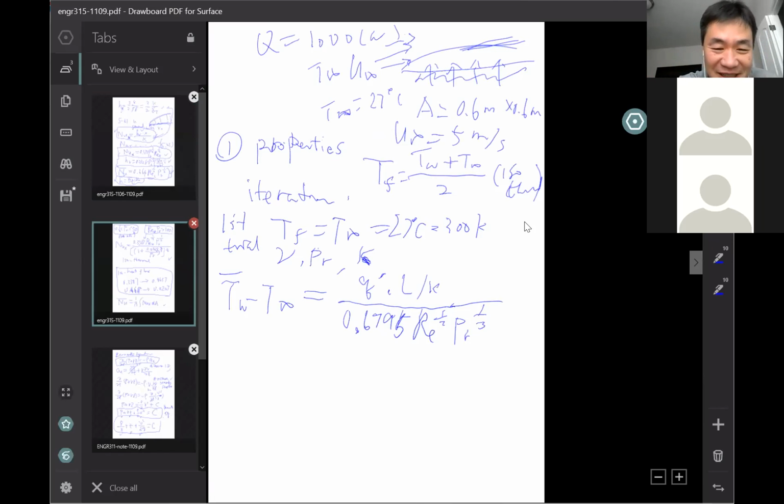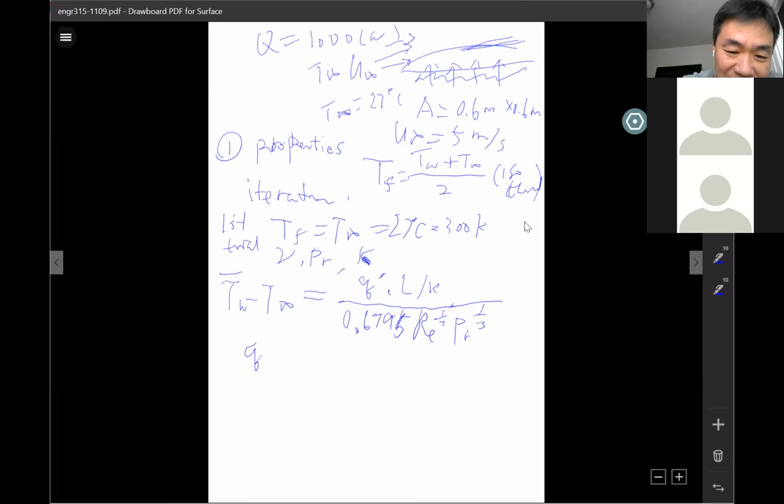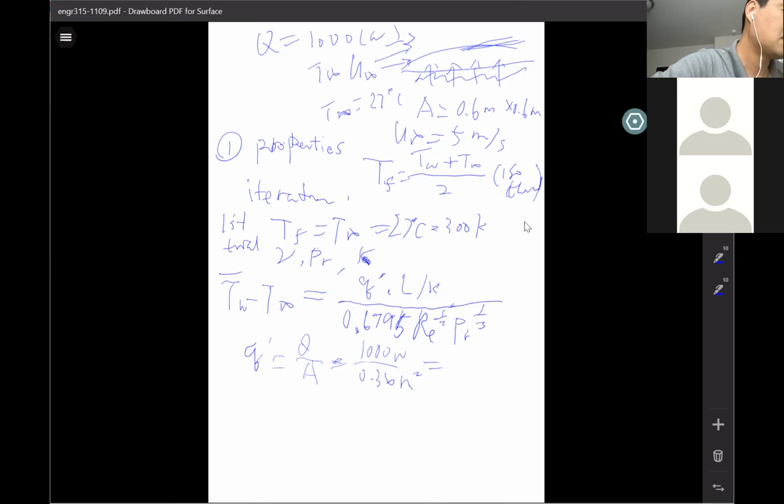Do I know everything here? I think I do, right? Q prime is Q divided by A. So in this case it is 1000 watt divided by 0.36 meter square. Does the textbook give me the answer for that? No, it just puts it directly into the equation. But if you want to calculate, you can calculate. It's less than 3,000 watt per meter square. You guys have the calculator, right?